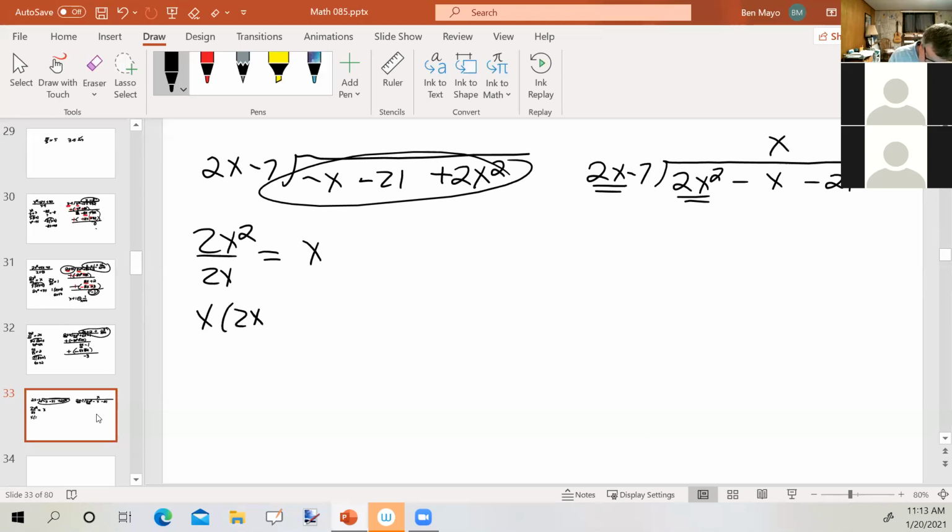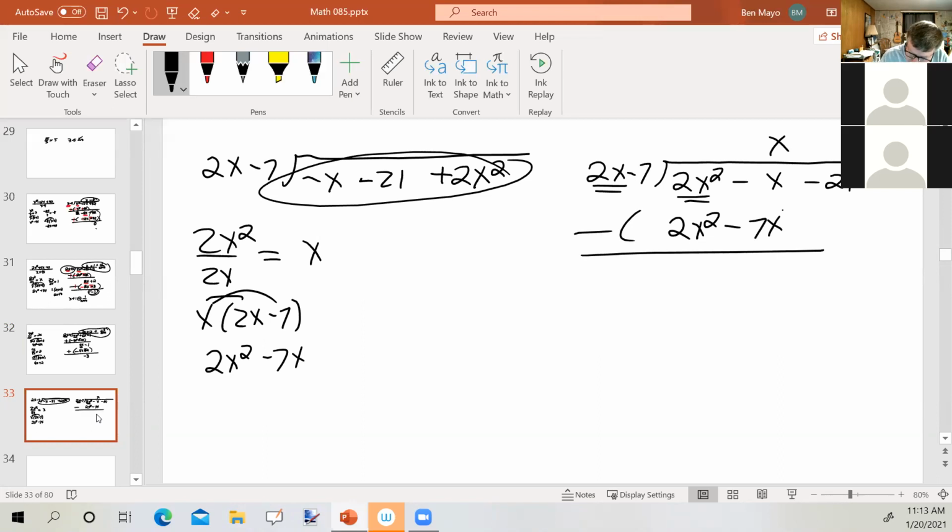X times 2x minus 7 is 2x squared minus 7x. We're going to write that here, 2x squared minus 7x. We're going to subtract that quantity from what's up above, change subtraction to addition of the opposite. I get 0 and I get 6x minus 21. 6x divided by 2x is a plus 3.